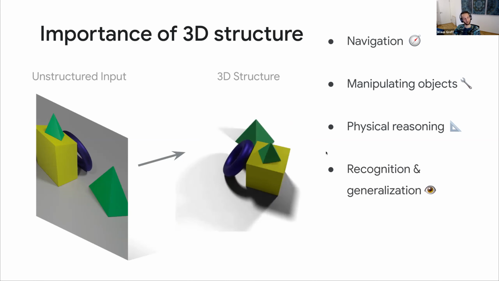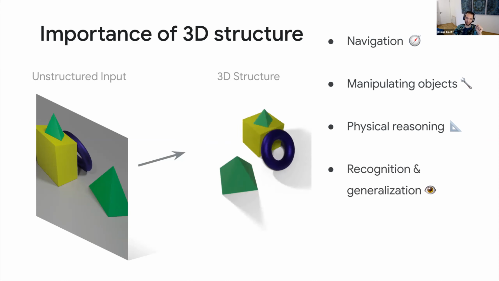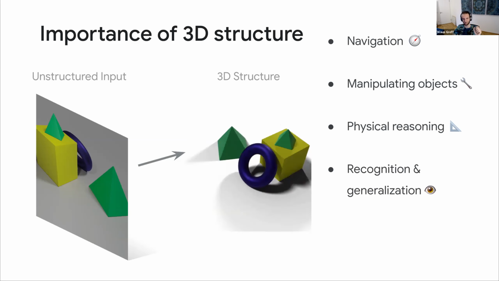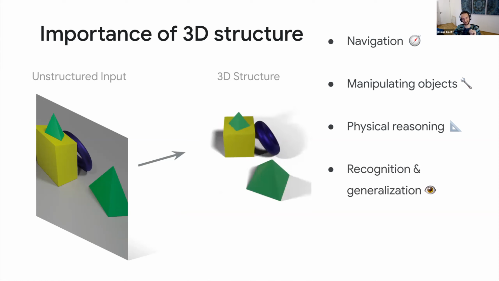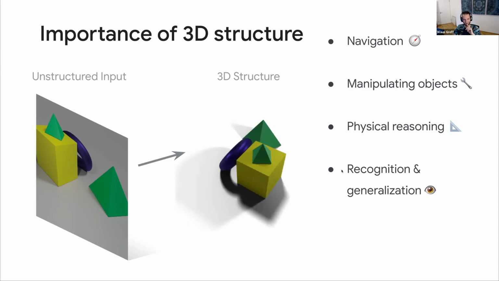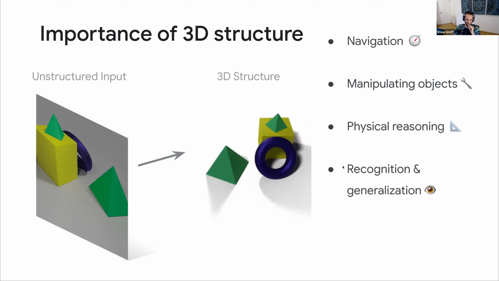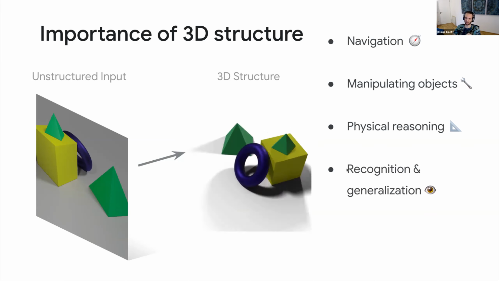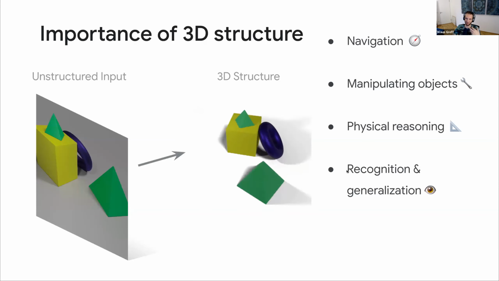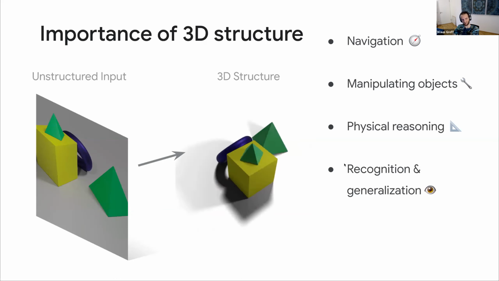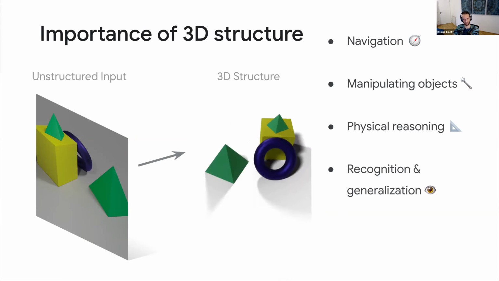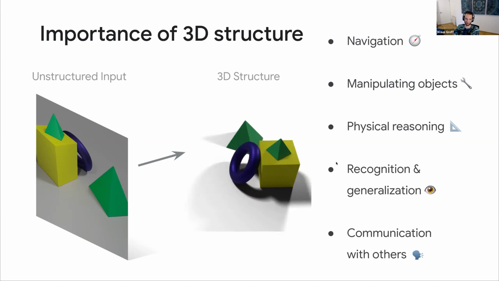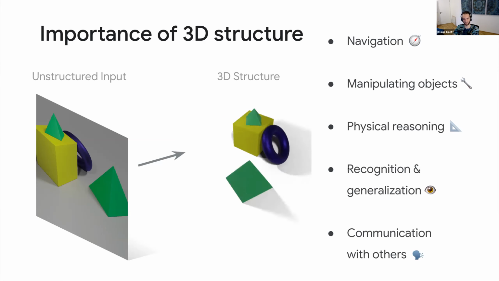The 3D structure of objects is also critical for recognizing objects if they are in different circumstances. They have a different pose, they are in different lighting conditions, they are partially occluded. And since it is very important to be able to generalize across the shape dimension of objects, having a thorough 3D understanding of the scene is important there too. And last but not least, it's also important to be able to communicate with others.